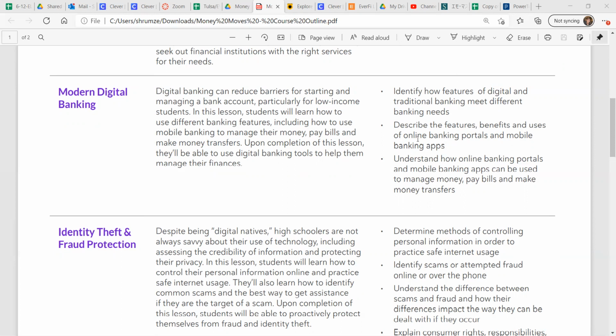And those sound a lot like the objectives. The only difference, I think, is: understand how online banking portals and mobile banking apps can be used to manage money. No, so they went over that in the description.